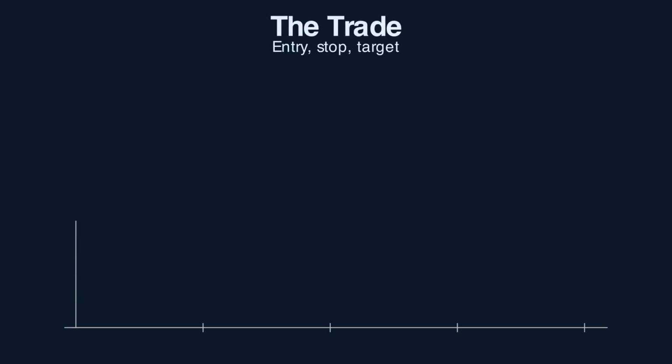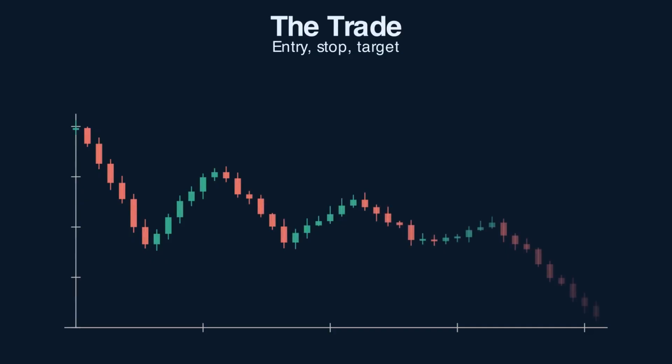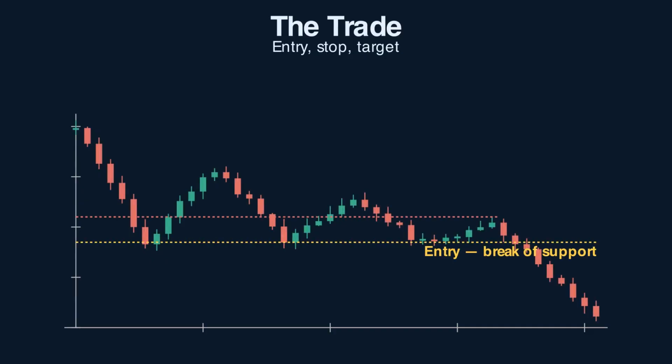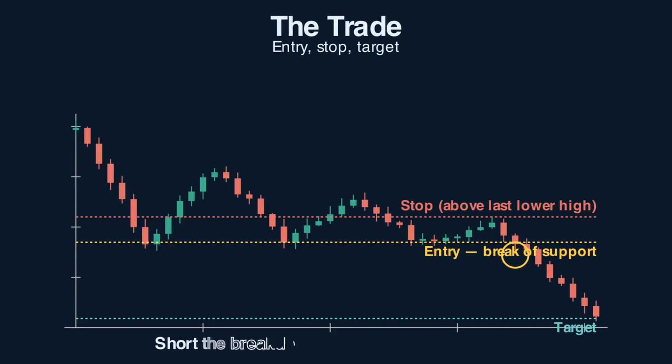The trade is precise and mirrors the ascending version. You enter short on the close below the flat support, ideally on a volume surge confirming the floor has finally cracked. Your stop goes above the most recent lower high. That's the tightest logical invalidation, because back above it, the breakdown story is broken.